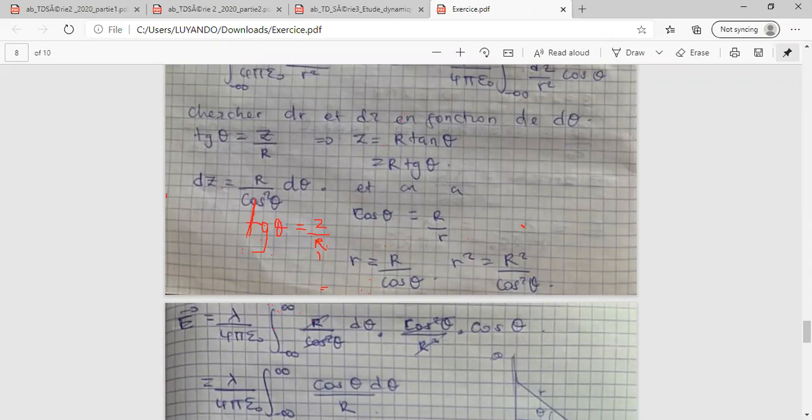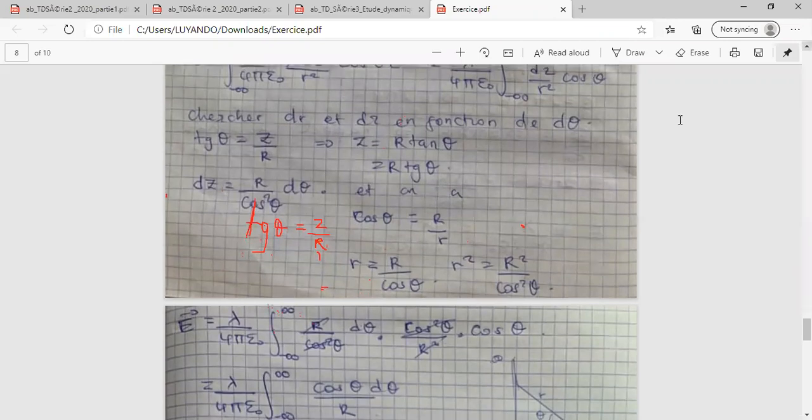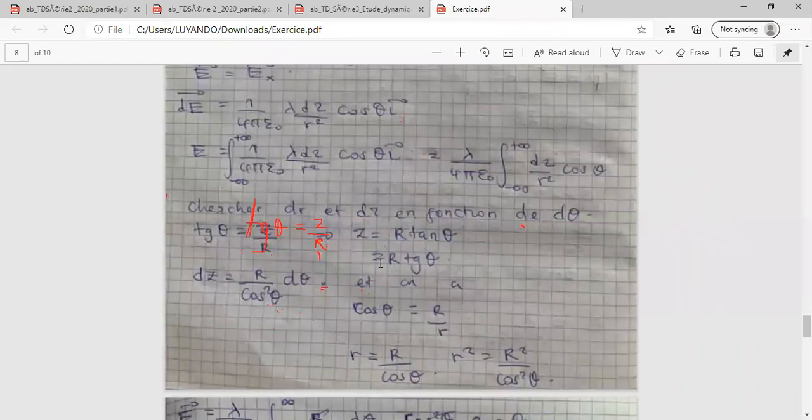So we're trying to express dz and dr in the function of theta. This is my z expression: z is equal to r tan theta. So for my dz, I have to differentiate my z. The differentiation of tan theta is 1 over cos squared theta d theta. Now r is a constant, so dz is equal to r over cos squared theta d theta.